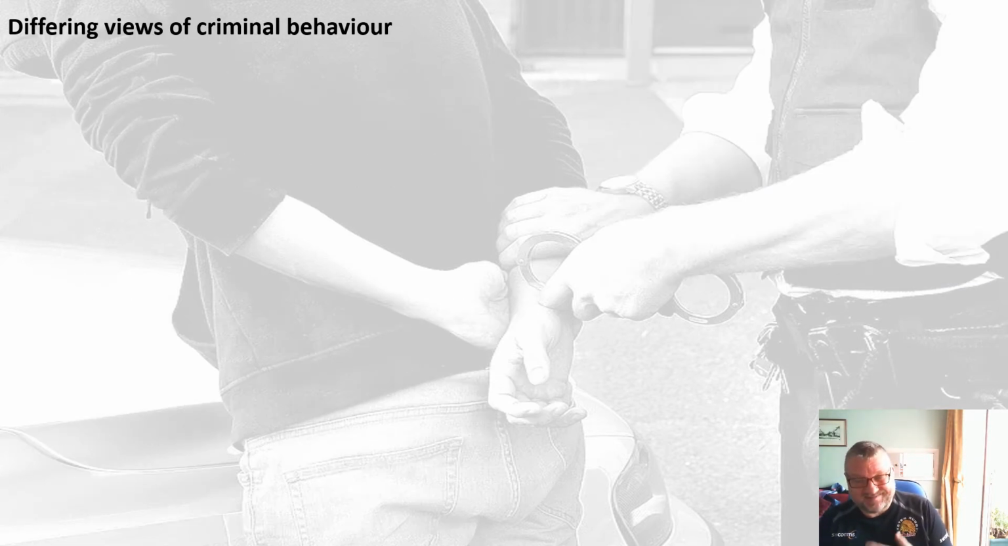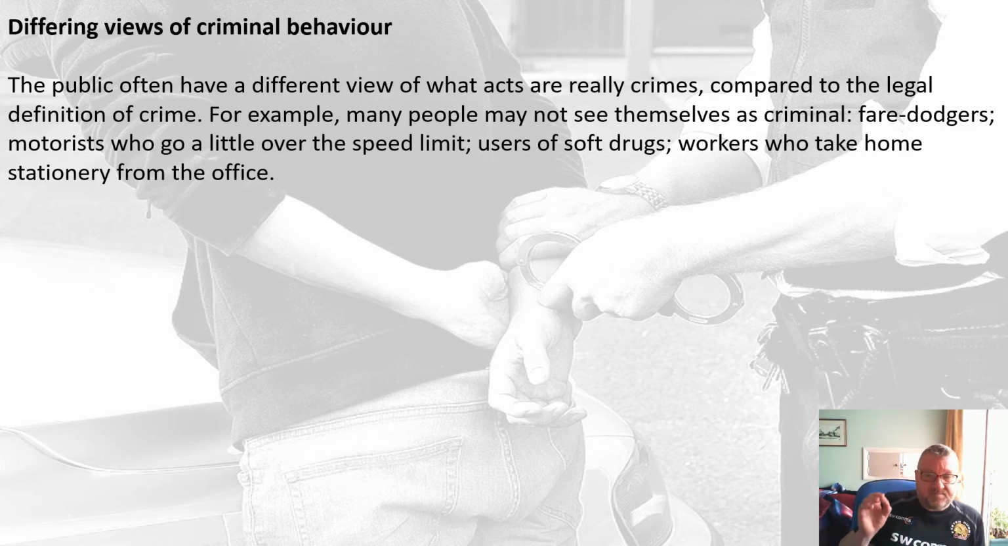So, of course, because it's societal, because it differs from society to society, there are going to be different views of criminal behaviour. The public often have a different view of what acts are really crimes compared to the legal definition of crime. So, it may be against the law, but many people don't think it's a crime or don't see it as being a crime. For example, many people may not see themselves as criminal. Fare dodgers, motorists who go a little over the speed limit, users of soft drugs, workers who take home stationery from the office.